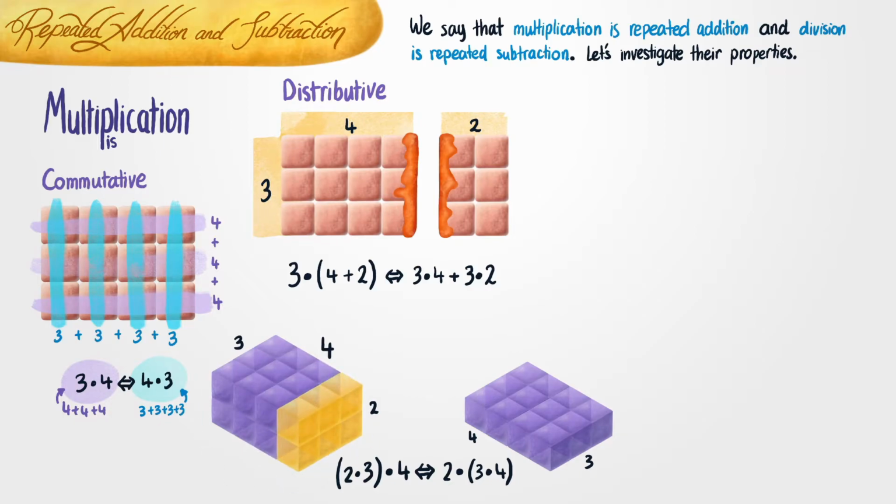Now since each of these blocks is 3 blocks wide and 2 blocks high, and there's 4 groups of them, then in total we have 24 blocks. I've just drawn the front one in a different color so that you can easily identify which way we counted.